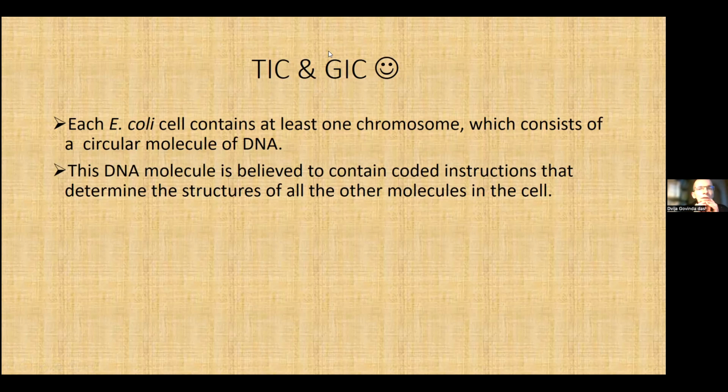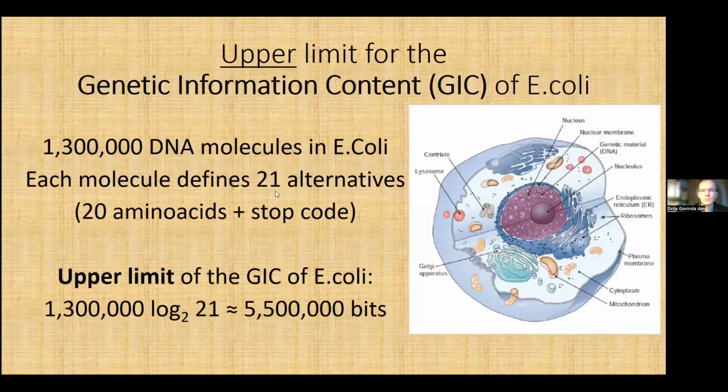What does it mean? Each E. coli cell contains at least one chromosome, which consists of circular molecules of DNA. In other words, we have the DNA molecule in each cell, and it contains the coded instructions that define the structures of all other molecules in the cell. Richard Thompson estimates the upper limit for this genetic information content of an E. coli cell at about 5.5 million bits.